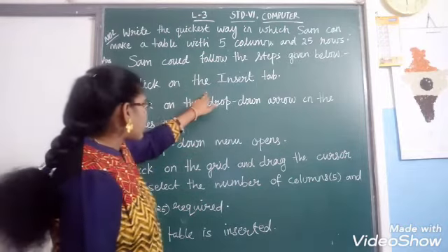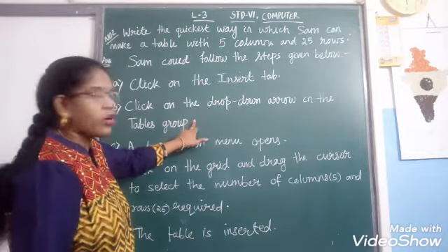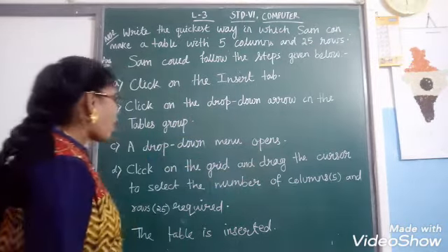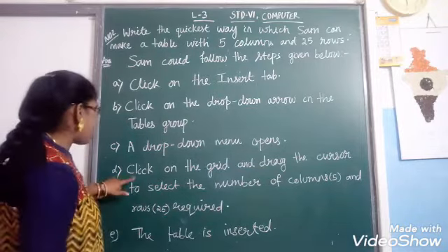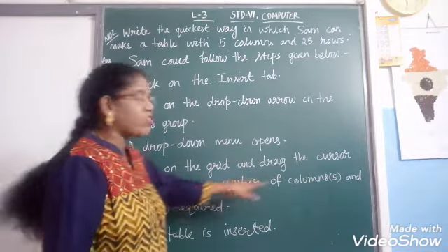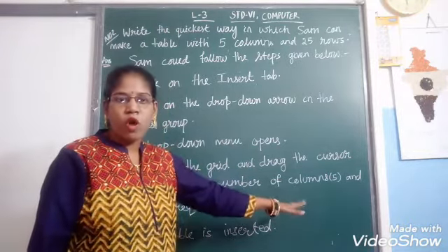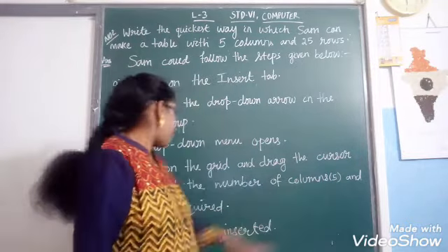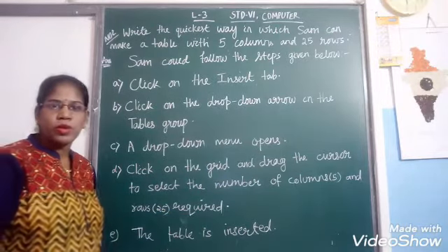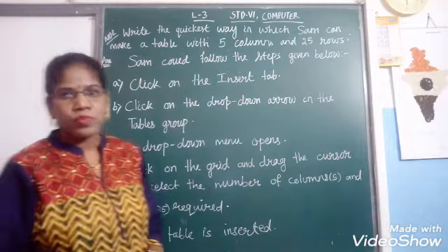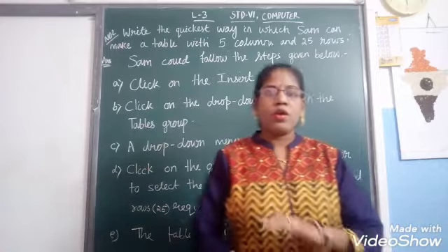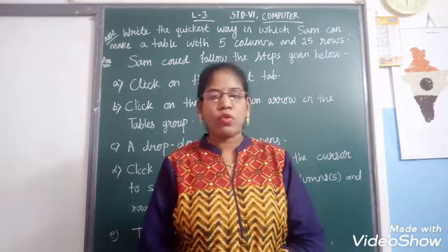You have to click on the insert tab. After that, you have to go to the drop down arrow in the table group. A drop down menu opens. Once the drop down menu opens, you click on the grid and drag the cursor to select the number of columns. How many columns do you want? 5 columns. You select. And how many rows? 25 rows required. Then the table is automatically inserted. So these are the steps how Sam can quickly insert a table with 5 columns and 25 rows.